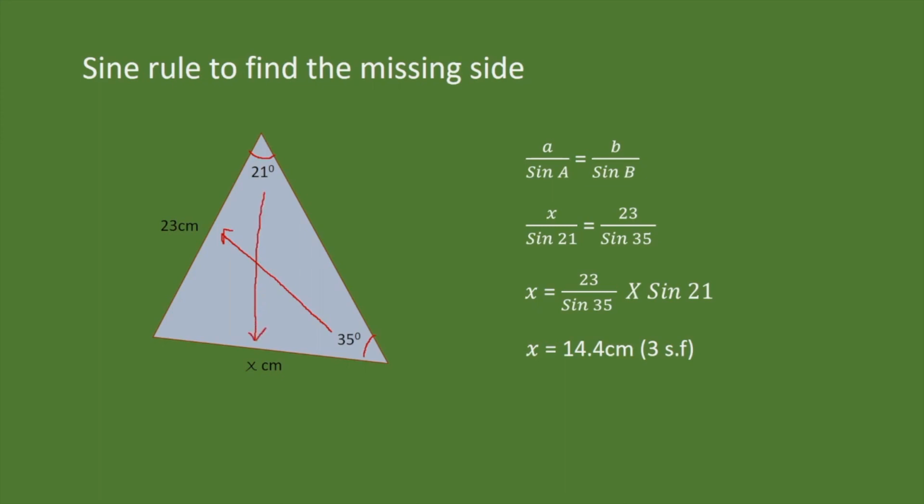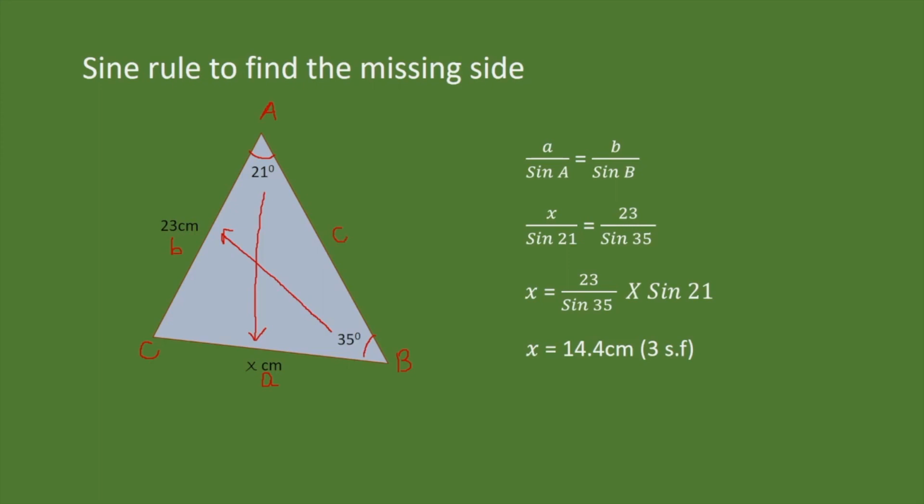Step 1, let us label the triangle. First, the angles. I'm going to mark this angle here as A and this angle here as B and this as C. Opposite to angle A, I'm going to mark this side as a in lowercase, and opposite to angle B, this side b in lowercase, and this as c.